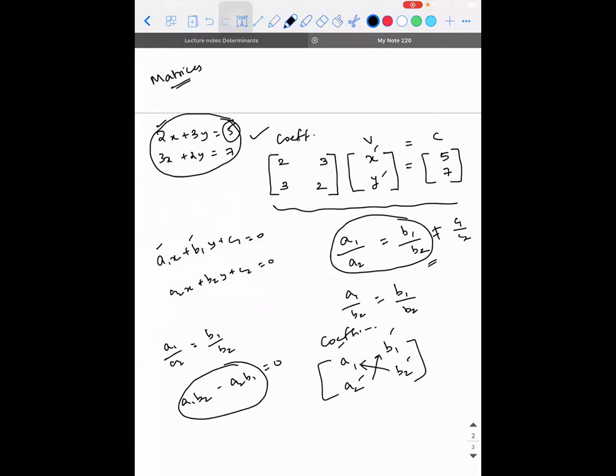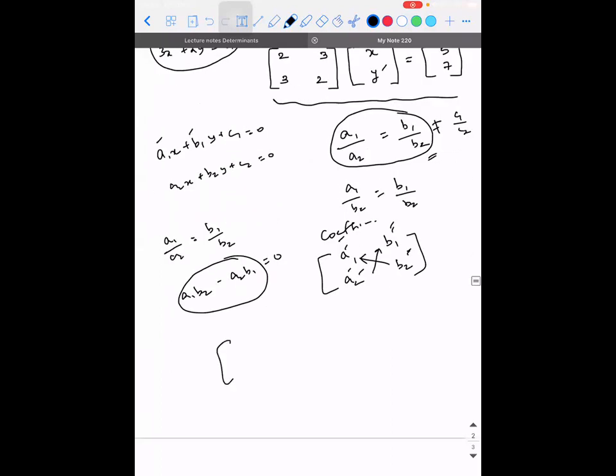So the coefficient matrix is written in such a way that the coefficients of the first equation are written in the first row, and the coefficients of the second equation are written in the second row. Clearly observe, I didn't write it as A1, A2, B1, B2. Rather, I've written A1, B1 and A2, B2. So the first row consists of the coefficients of the first equation, and the second row consists of the coefficients of the second equation. Be careful with that. Then I'm doing A1 B2 minus A2 B1.